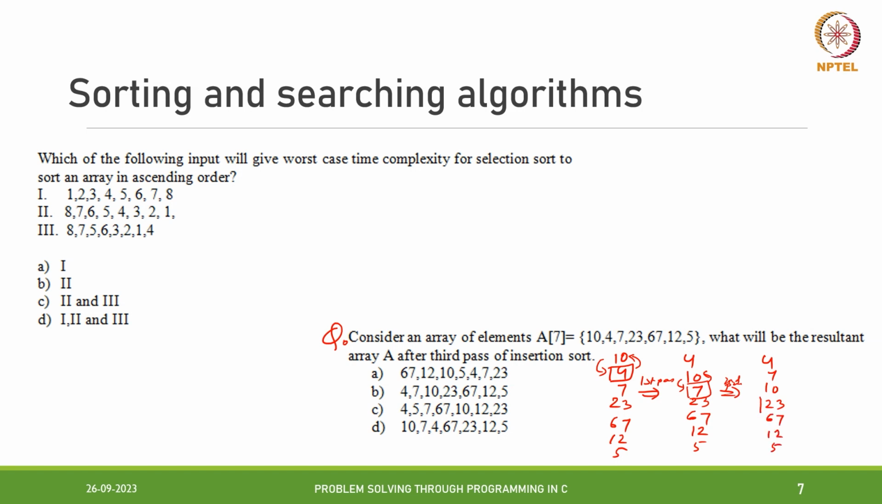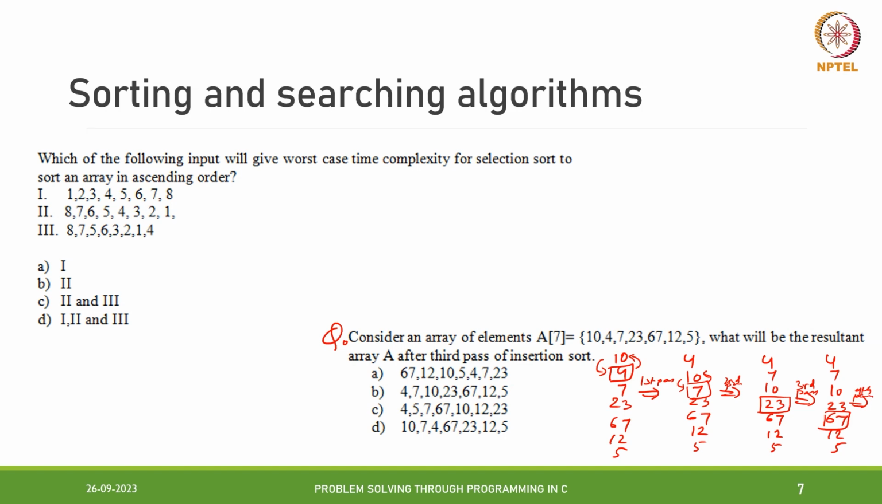And the next one, we have 23 as the value. So 23 is the key. In the third pass, we check it against 10. We find that it is greater than 10, so we don't need to check anything anymore. We just simply go to the next pass. So 4, 7, 10, 23, 67, 12, and 5. So next will be 67. Now we check 67 against 23. We find out that there is no need of swapping. So from here we will go to the fourth pass.